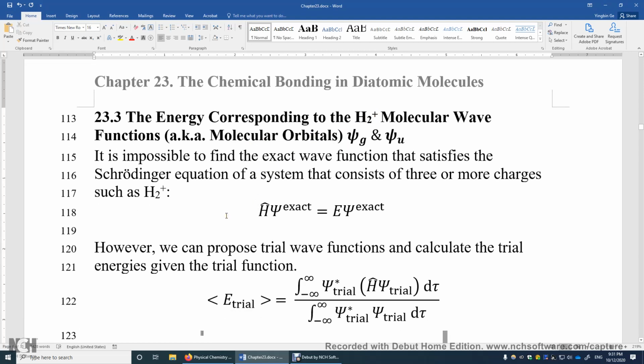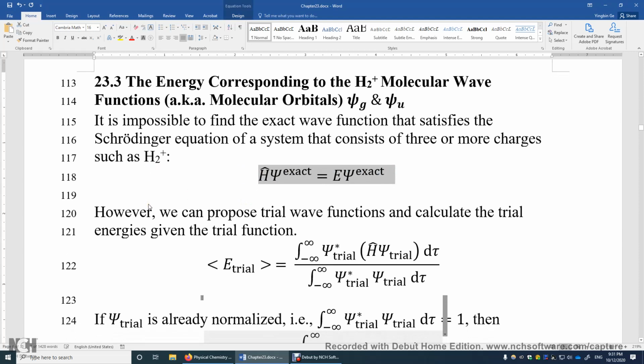When you have a system that consists of three or more charges, such as H2 plus, it's impossible to solve its Schrödinger equation exactly. We cannot solve this. However, we can make approximations. One way is to propose a trial wave function and then use the quantum mechanical postulate 4 to calculate the trial energy. If your trial wave function is reasonable, then your trial energy is reasonable.